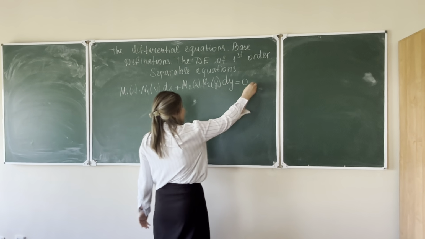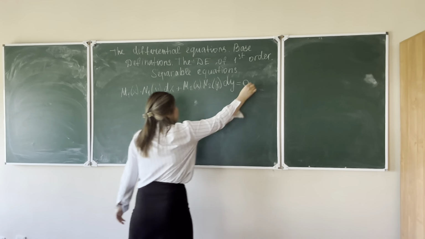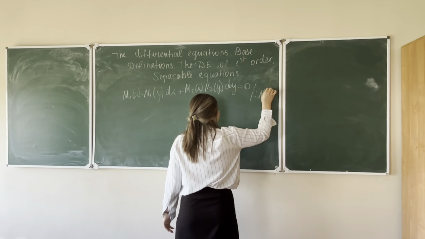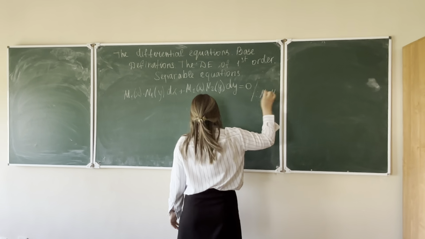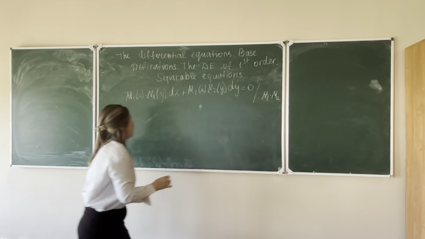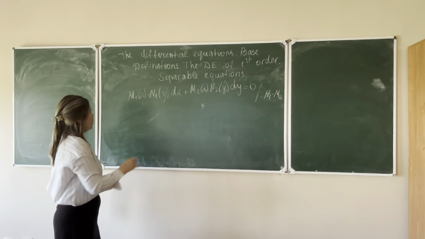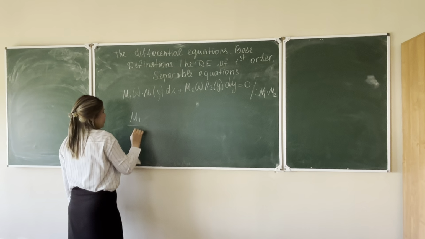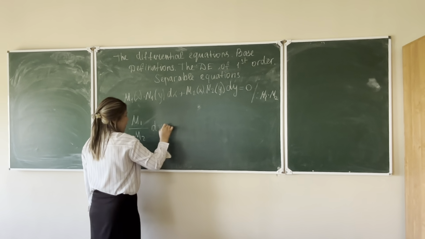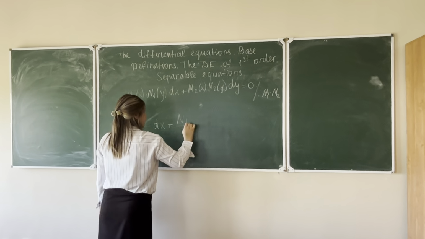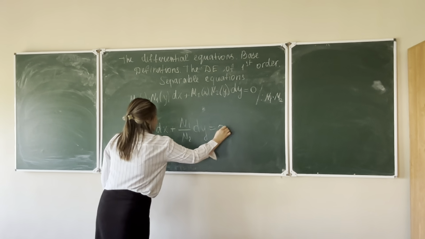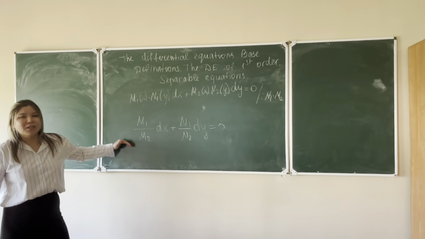To separate them, we divide by M2 times N1, and here we obtain M1 over N1 dx plus N2 over M2 dy equal to 0, and this gives the separable form of the differential equation.